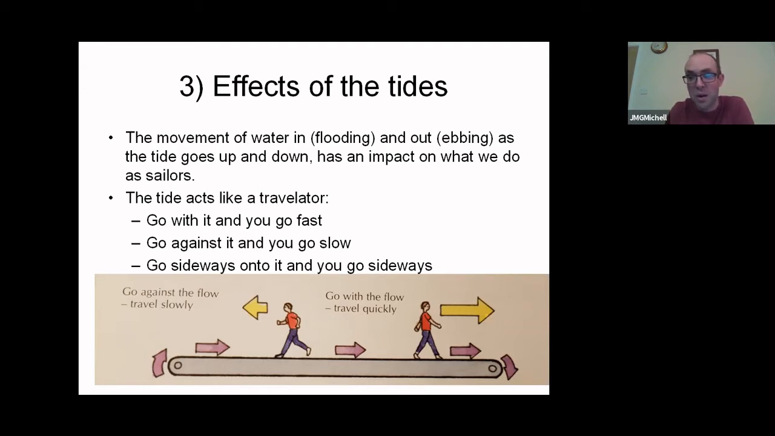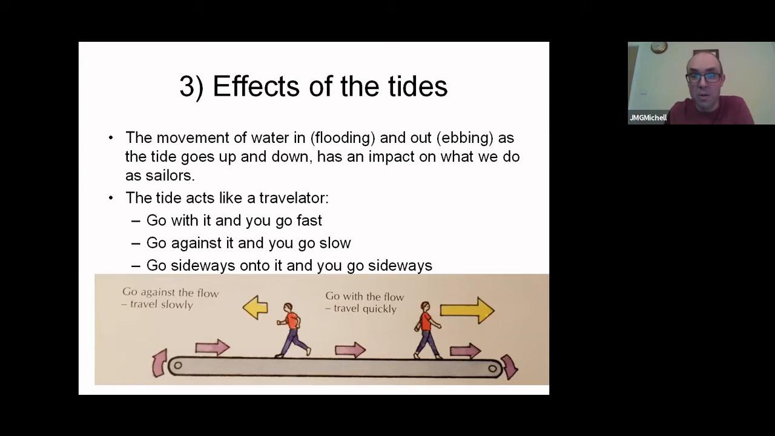So that's why we always look at what the tide is doing and then what we want to do, and we plan accordingly. So if you go with the tide, you'll go faster. If you go against it, you'll go slower. And if you go sideways onto the tide, you will go sideways.